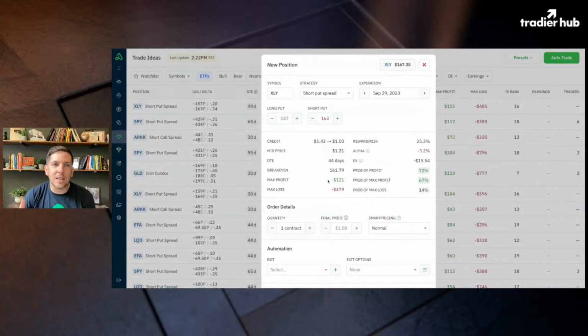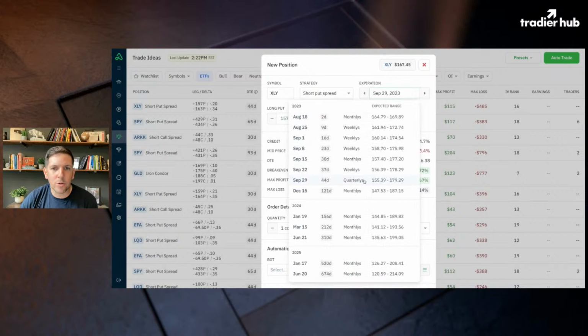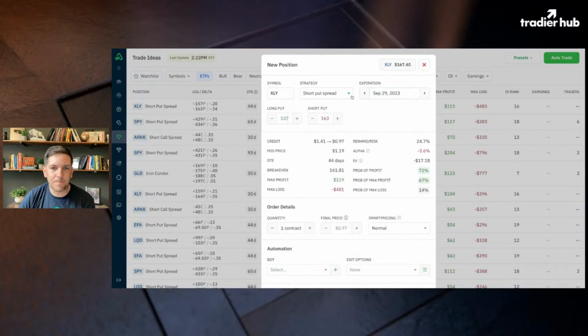So you've got a 67% chance of capturing the full $122 profit. Now, I'll just say this one disclaimer as I go through here. I forgot to mention this earlier. All the expected outcomes are at expiration. So they're not calculating expected outcomes from today to tomorrow. No, it's at expiration. So in this case, September 29th, which is, I think, the quarterlies. Yeah, so the quarterly contracts here. Now you have the probability of max loss. There's a 14% chance that you get max loss, which is $480.